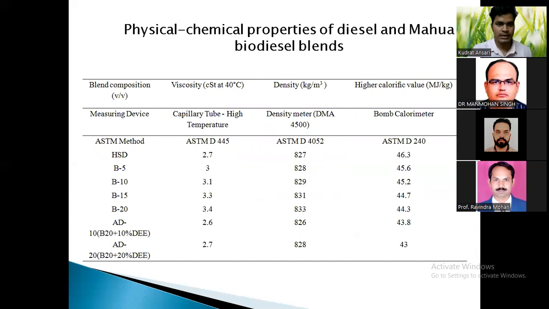Now the physical and chemical properties of diesel and mahua biodiesel blends. Again we have taken the composition and measuring devices. HSD means high sulfur diesel, also called natural diesel. Then B5 means 5% blend and 95% diesel, and B10, B15 similarly. We measure viscosity with the help of a capillary tube at high temperature, with the standard ASTM D445, and density and high calorific value are also measured, as given in the table.